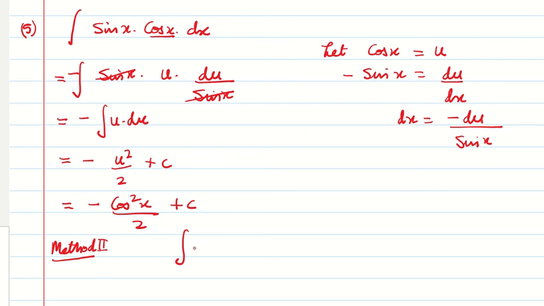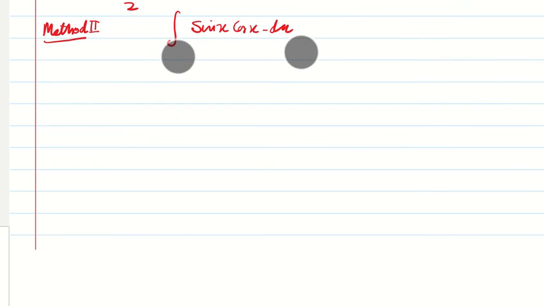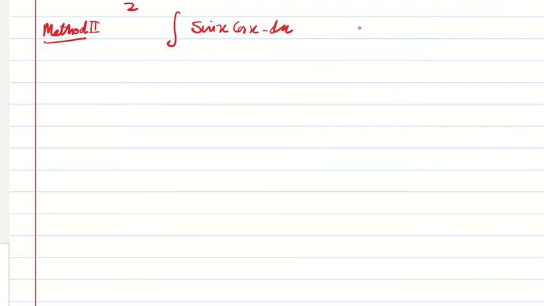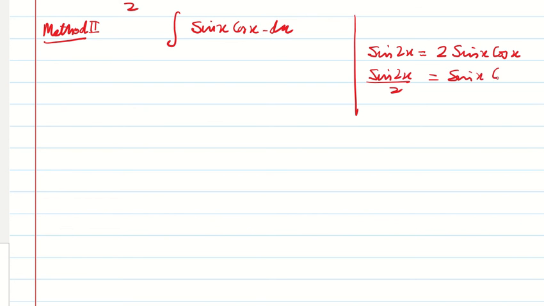See, method 2, if I had to show you method 2, you can also do it this way. You have been given integral of sin x cos x dx. So I'll show you method 2. Now you know that sin 2x is equal to 2 sin x cos x. So sin 2x upon 2 is equal to sin x cos x. So if I substitute that, this will be integral of sin 2x upon 2 dx.